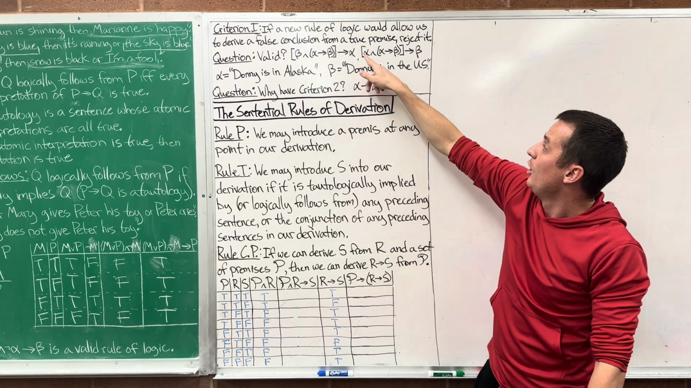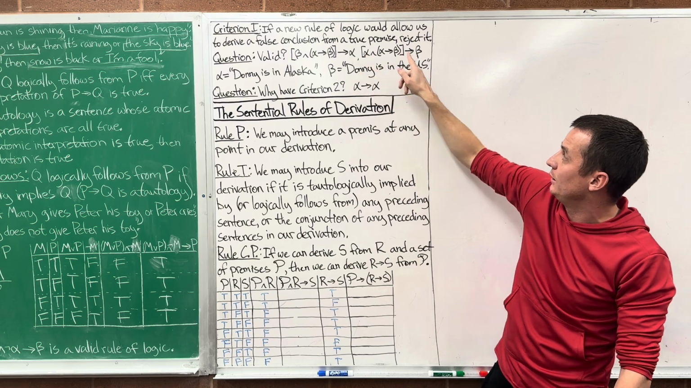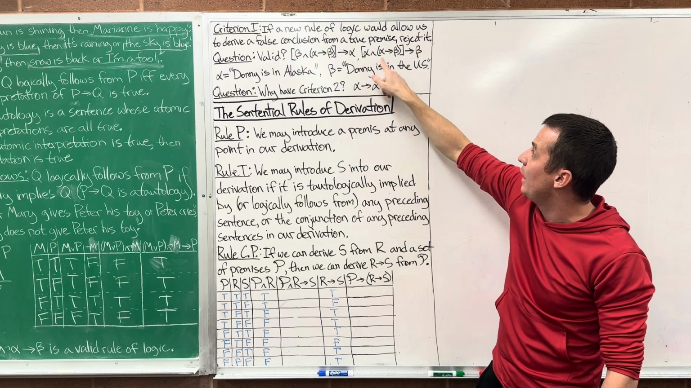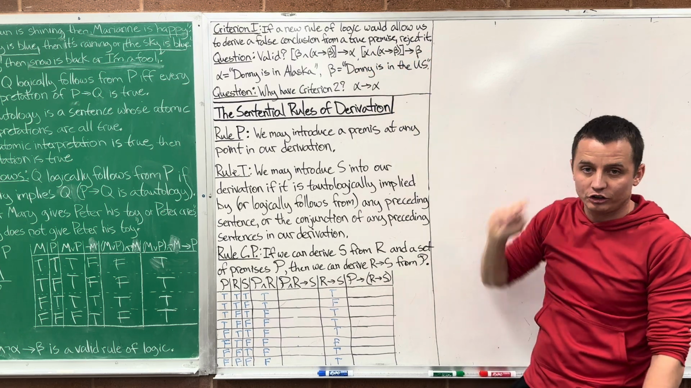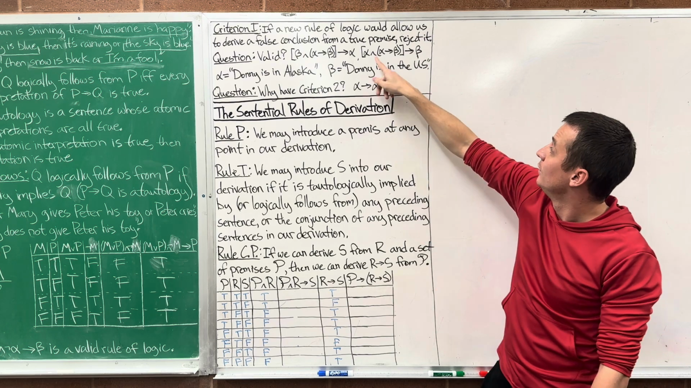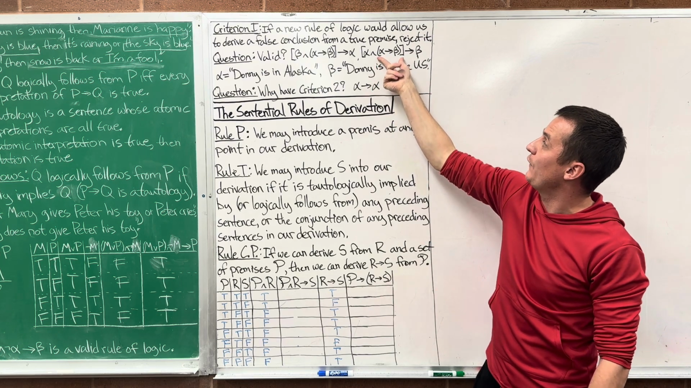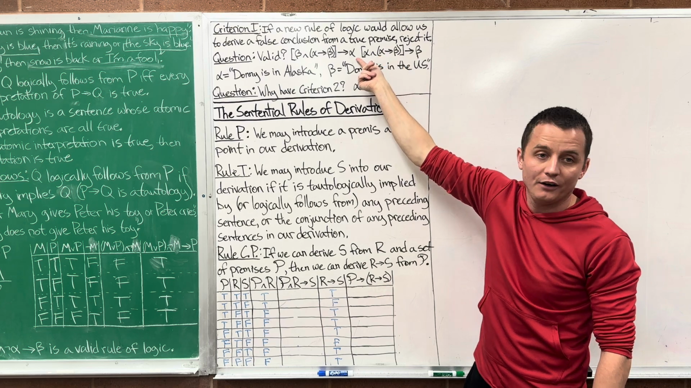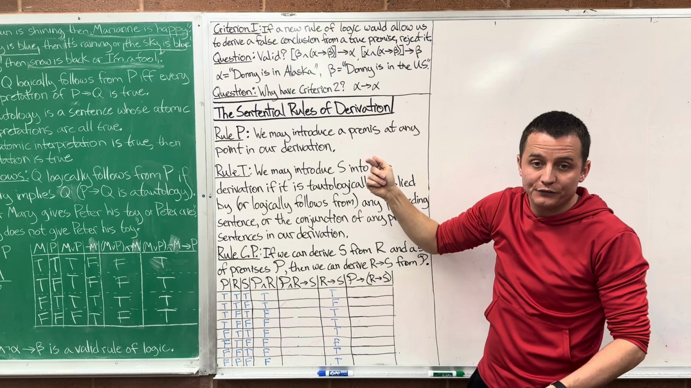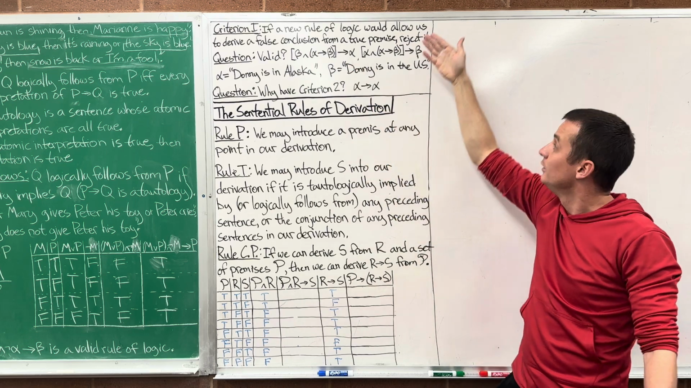Let's try another one. What about alpha and alpha implies beta? If I know alpha is true, and I know alpha implies beta, do I know beta is true? Yes. What does this say? This says if alpha is true, then beta is true. And this says alpha is true. So if I know if alpha is true, then beta is true, and I know alpha is true, then I must know beta is true.